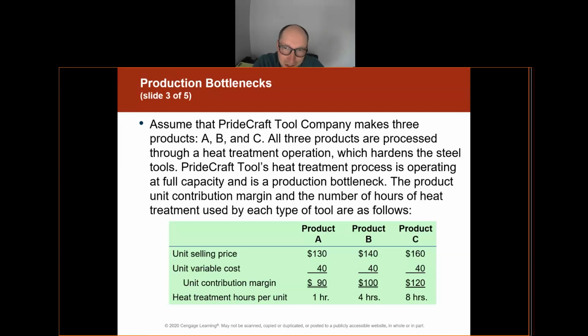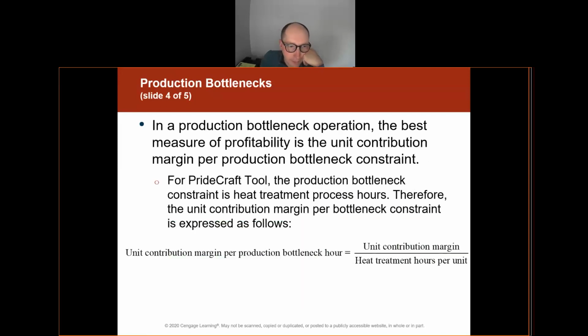Okay, another example, production bottlenecks. Our company sells 3 different types of products, A, B, and C. Sales prices are 130, 140, 160. Variable cost per unit is the same across all 3 products. We have a unit contribution margin of 90, 100, 120. The time it takes to heat treat each unit is 1 hour, 4 hours, 8 hours. Obviously there are costs associated with the heating, but we'll talk about that.